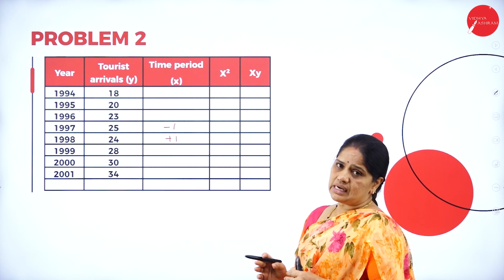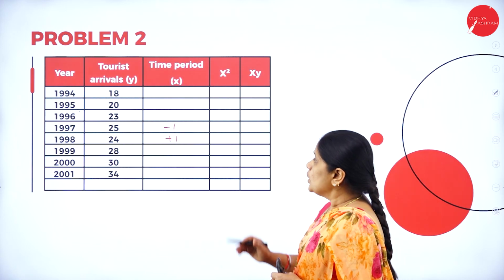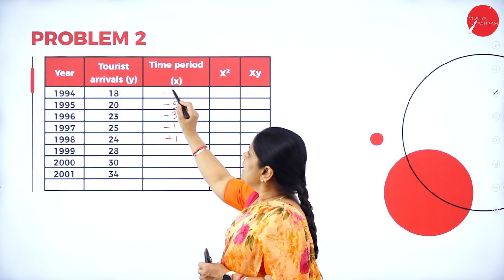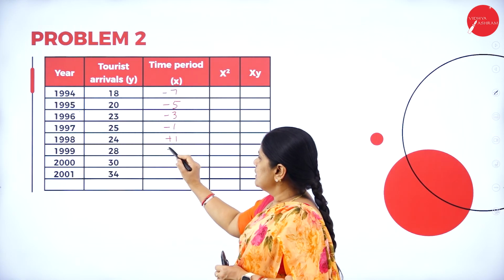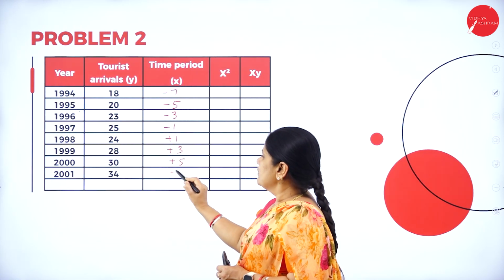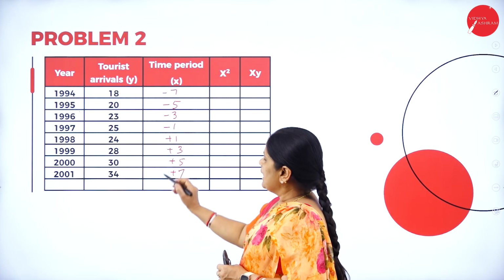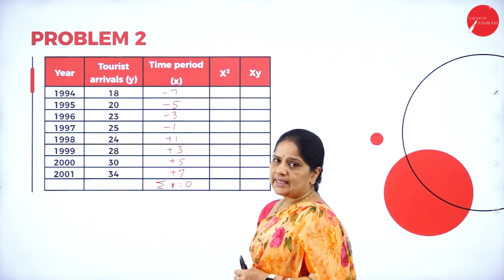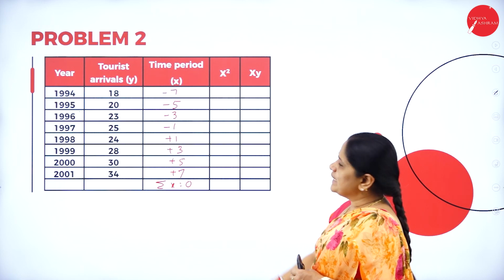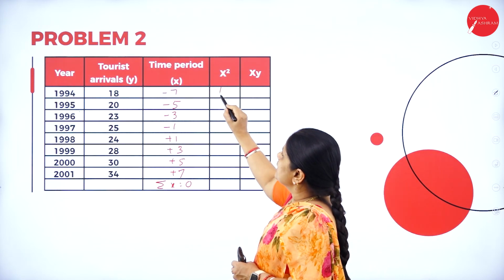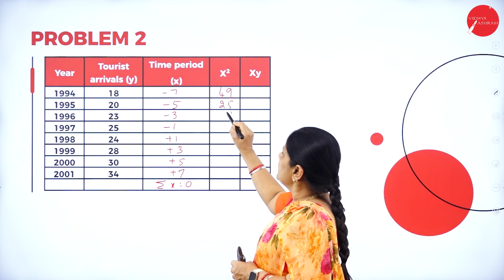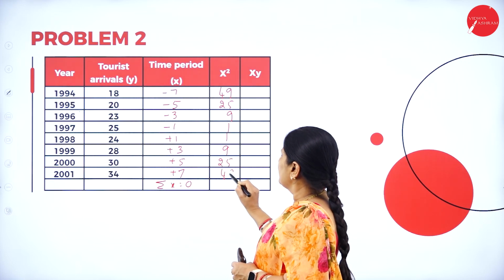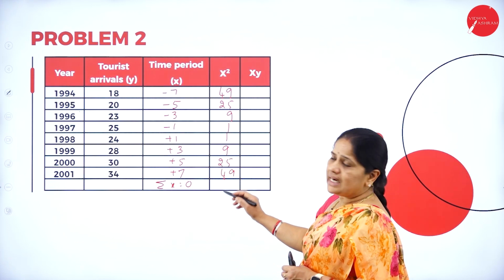When an odd number of values are given, the middlemost term will be 0. So here I will write it in odd numbers: -3, -5, -7, and here also +3, +5, +7. When I add all this, sigma X will be equal to 0. Now the next step will be X square: 7 square, 49, 25, 9, 1, 1, 9, 25, 49. When you add all this, we will get the answer here.